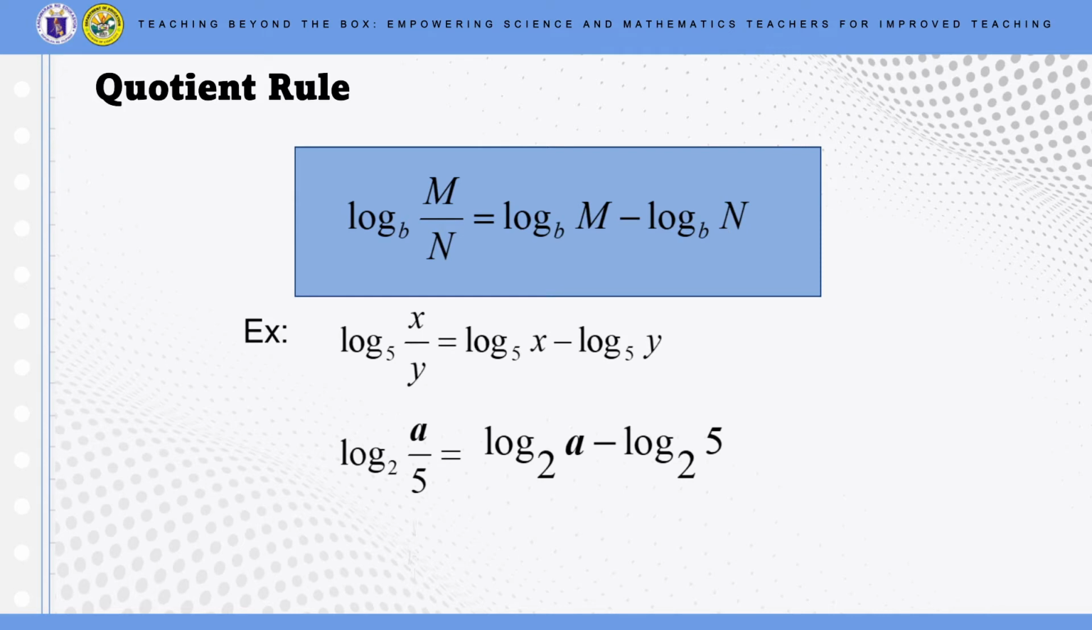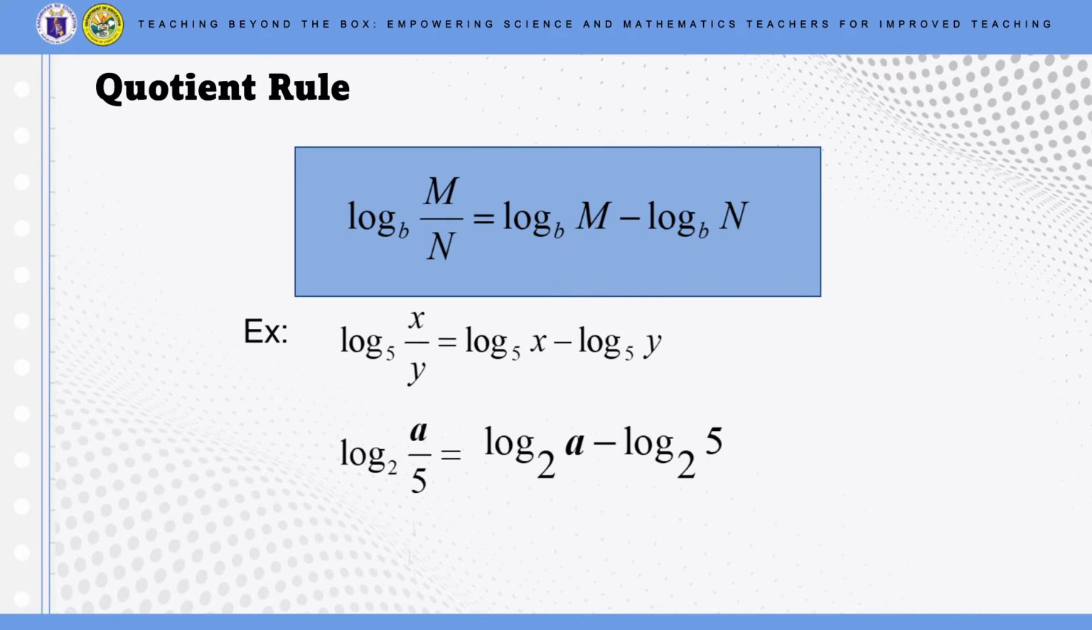Express logarithm of 4 base 3 as the difference of two logarithms. Applying the quotient rule, we have the logarithm of 8 base 3 minus the logarithm of 2 base 3. Also, the logarithm of 12 base 3 minus the logarithm of 3 base 3. Let us try another problem.